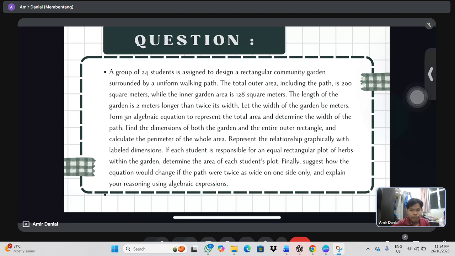Find the dimensions of both the garden and the entire outer rectangle, and calculate the perimeter of the whole area. Represent the relationship graphically with labeled dimensions. If each student is responsible for an equal rectangular plot of herbs within the garden, determine the area of each student's plot. Finally, suggest how the equation would change if the path were twice as wide on one side only, and explain your reasoning using algebraic expressions.